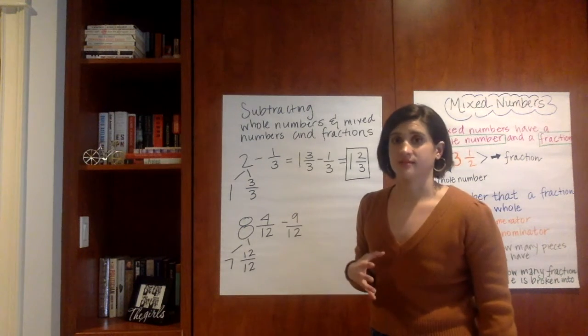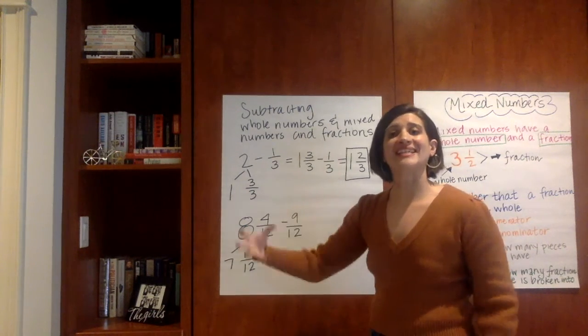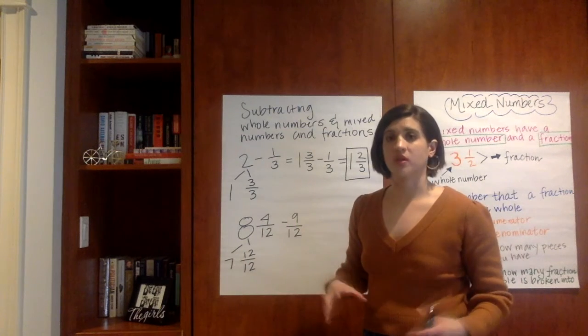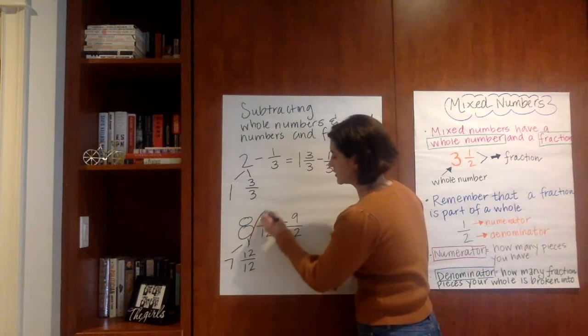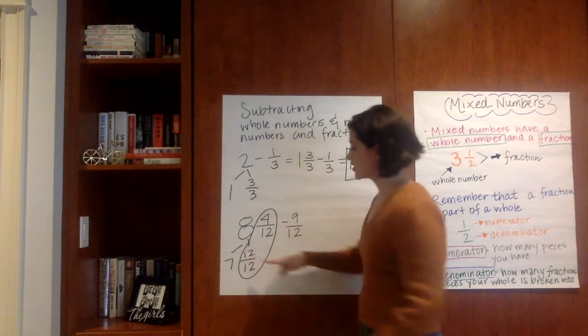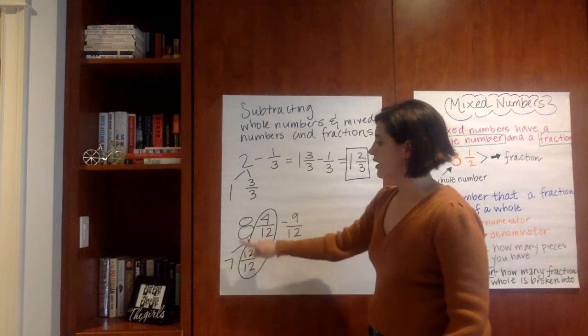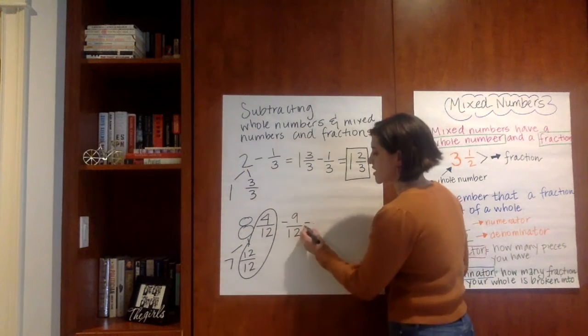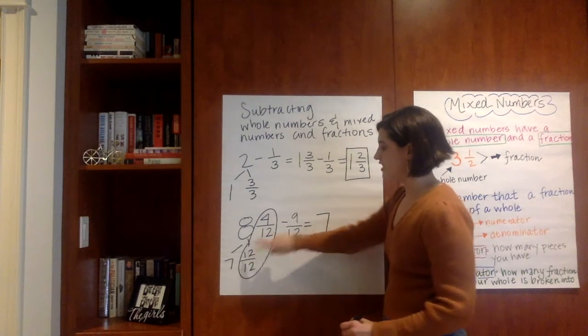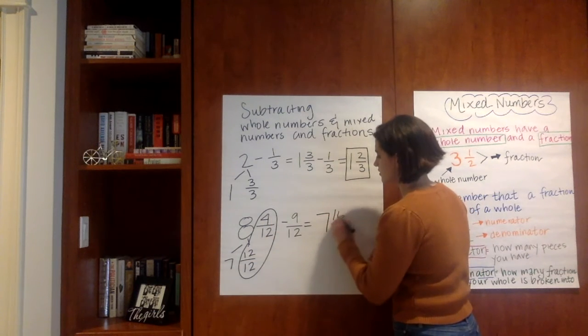But I'm not done. I cannot forget that I had 8 and 4/12. Therefore, I combine the 12/12 and the 4/12. 8 and 4/12 becomes 7 and 16/12.